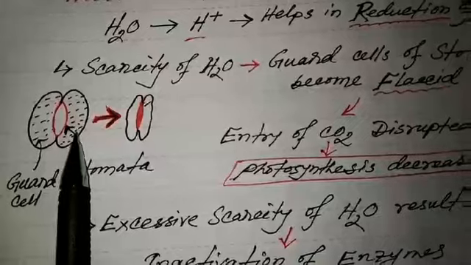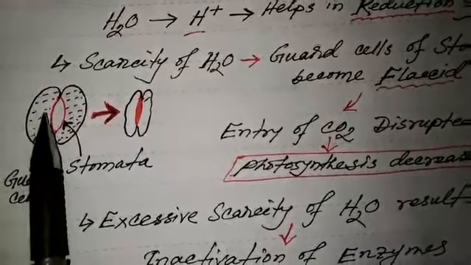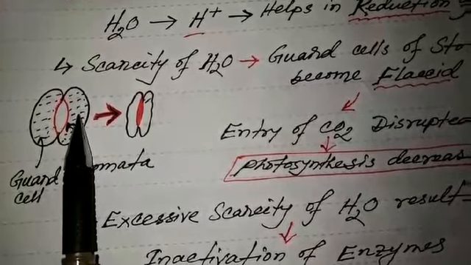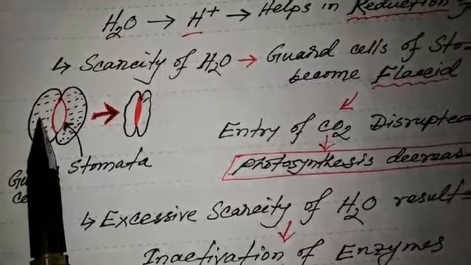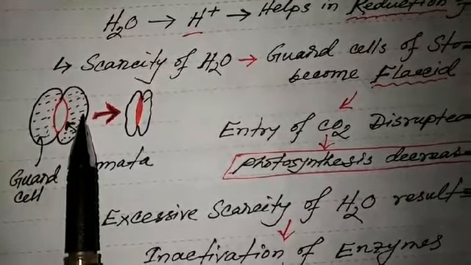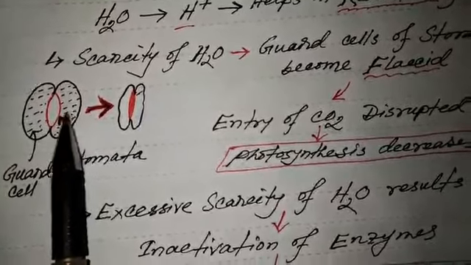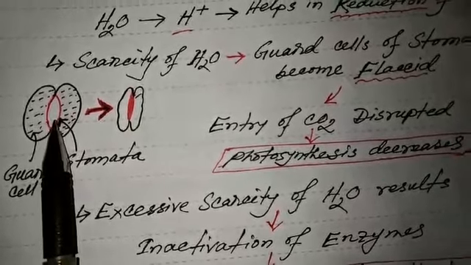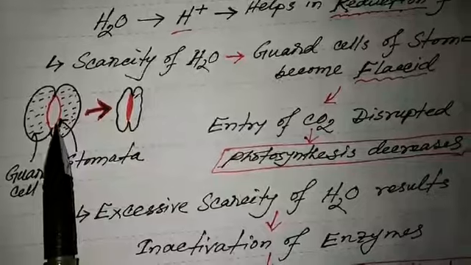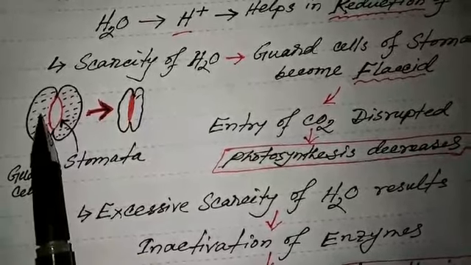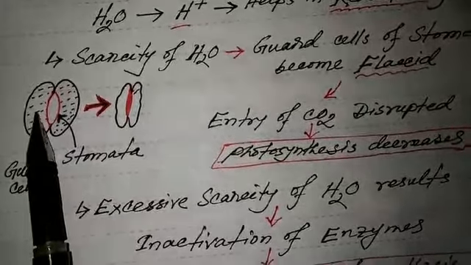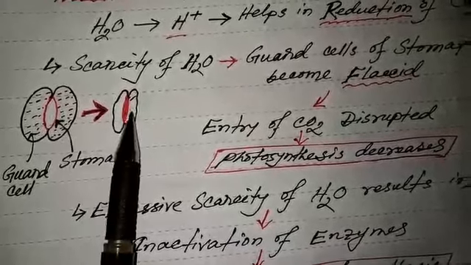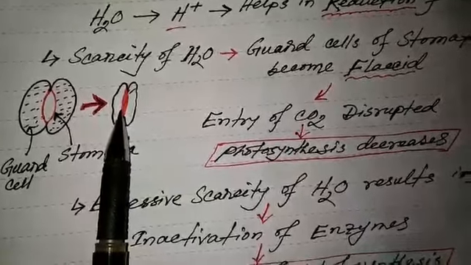Usually when more water enters into the guard cell, the guard cell becomes turgid, and then the stomata will be opened. This is the normal rule of opening of stomata. And when there is a lower amount of water in the guard cell, it results in shrinkage of the guard cell, and ultimately the stomata remains closed.